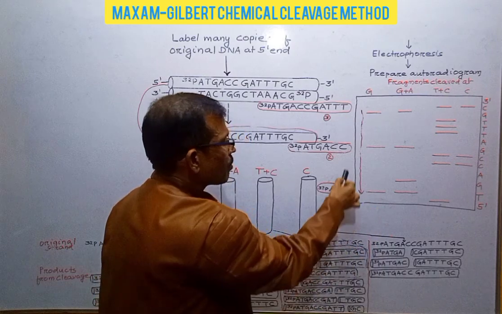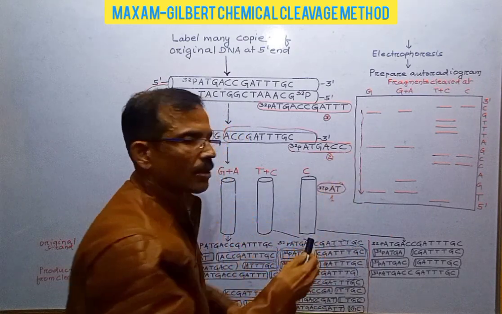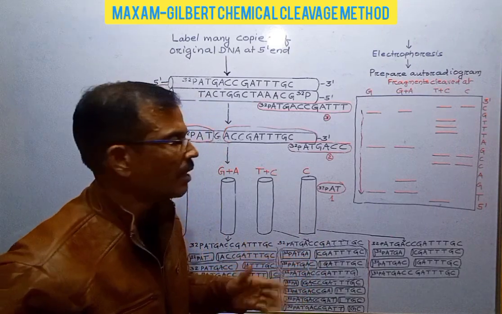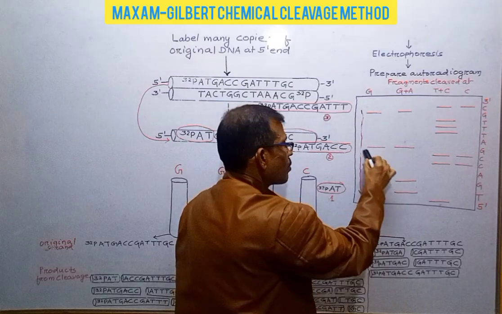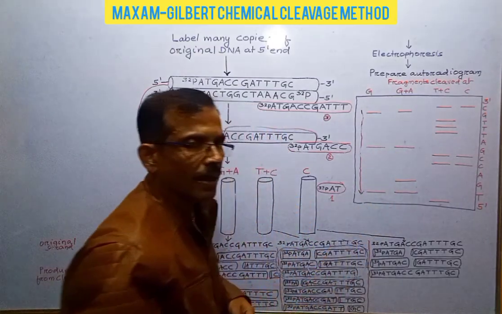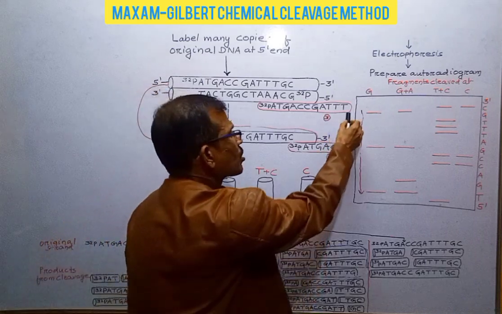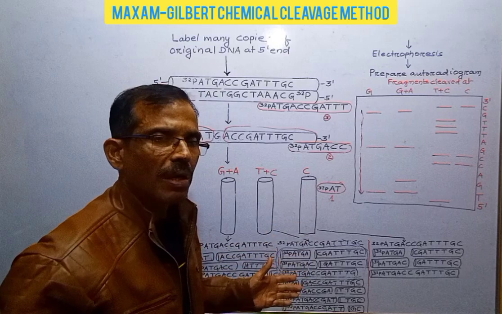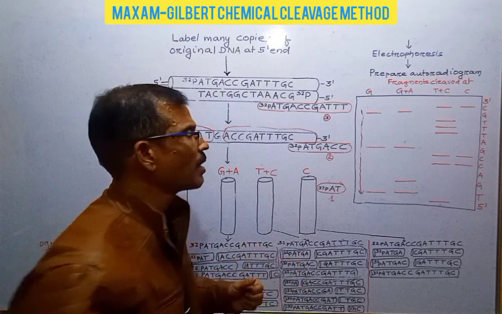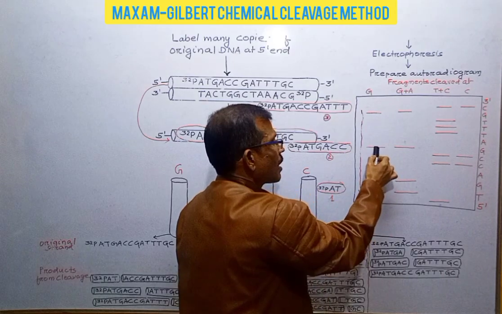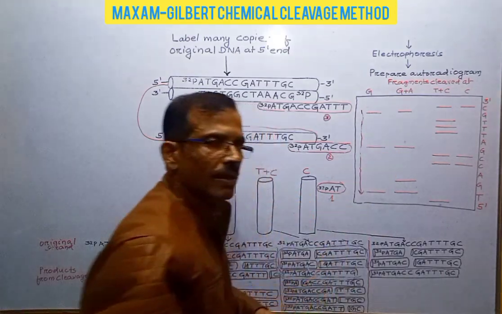This will be followed by next shortest fragment which will move comparatively at a slower rate, and it will form another band which is located above the first band. And finally, the next shortest fragment will migrate even at a slower rate, and it will also be separated into another band which is located above the second band.